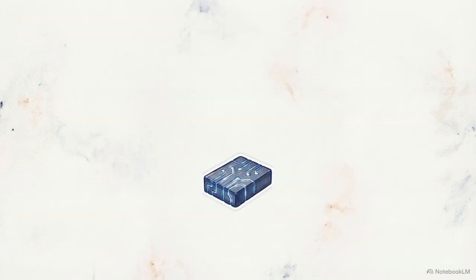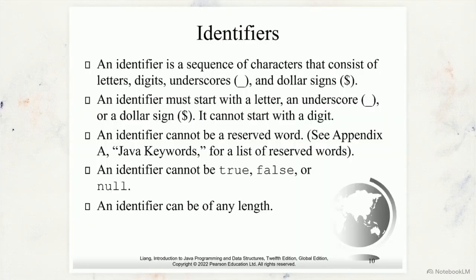The compiler needs a way to reference that 64-bit block. We give it a name. Formally, this is called an identifier. This slide outlines the rules for identifiers. You are restricted entirely to a sequence of letters, digits, underscores, and dollar signs. There is a specific constraint to remember. An identifier can never begin with a digit. While radius1 compiles, 1radius triggers an error. Additionally, reserved keywords like true or false cannot be repurposed as identifiers.